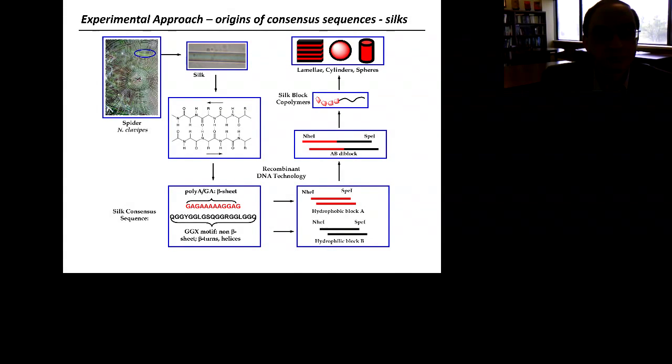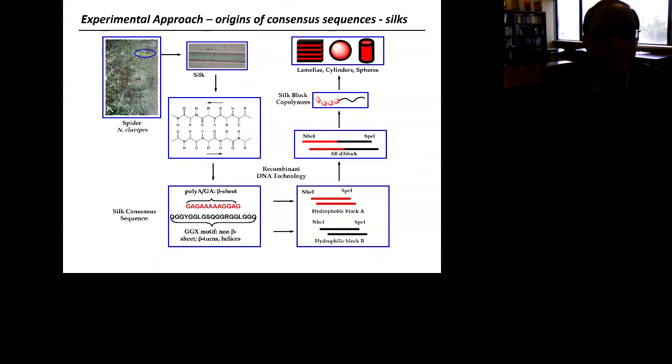The A block is in red, that's our hydrophobic domain. So think of that as the hard block, the cross-linking block, in terms of physical beta sheet crosslinks. You see the polyalanine domain in there, that really drives the hydrophobicity with the methyl side chains. And then the second block is a consensus from the other domains in the major ampullate gland silk. And here, this is our softer block that's not going to form beta sheets, and so it gives us more flexibility with the outcomes in terms of mechanics and so on.